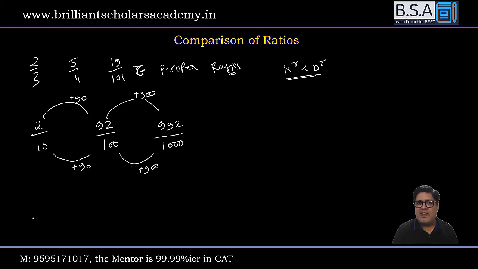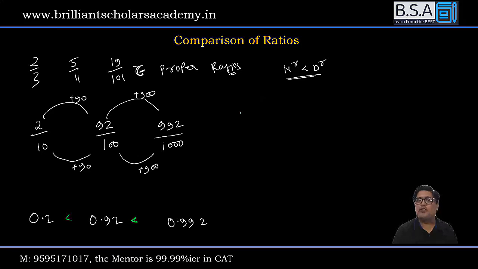What is the first value? First value is 0.2. What is the second value? 0.92. What is the third value? 0.992. Does it make you feel ratios are increasing? You could add anything you like. It should be same number. Listen to the language.